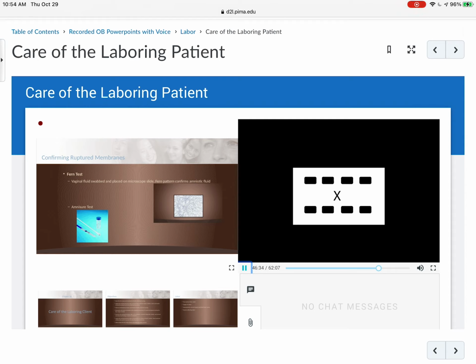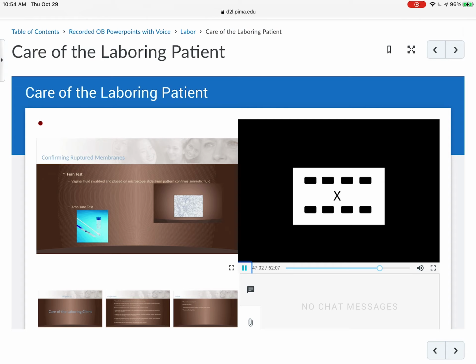And we call that a Fern test because when amniotic fluid dries, it has a fern type pattern, as you can see on the slide on the right side, fern-like patterns. And that would be a positive. That means her bag of water has broken. It would not look like that if it did not, it would not fern. A trained nurse does this, and if a nurse knows what she's doing, it's about 86% reliable.